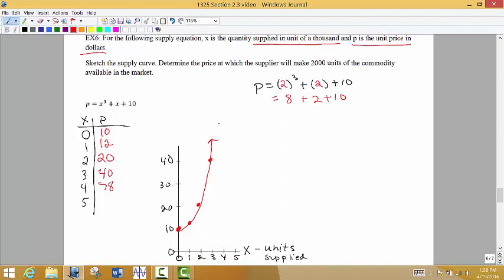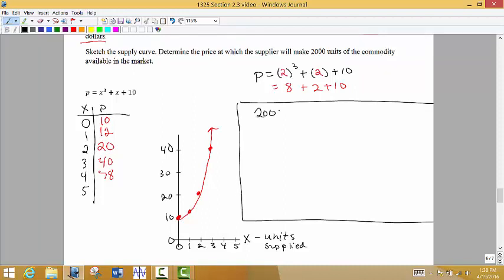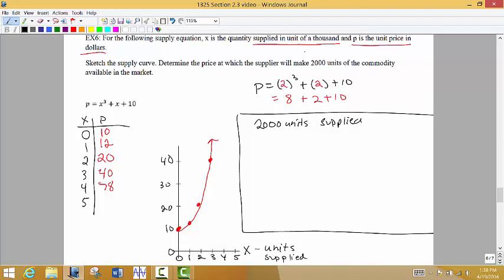The last thing that we're asked to do, once we've visualized our supply curve, is to determine the price at which the supplier will make 2,000 units of the commodity available in the market. We want to be careful about something. We're talking about 2,000 units supplied. x is given in a quantity of 1,000 units. So what we're really looking at is: when x equals 2, what is the price? Remember, this represents thousands, so x equal to 2 is 2,000.